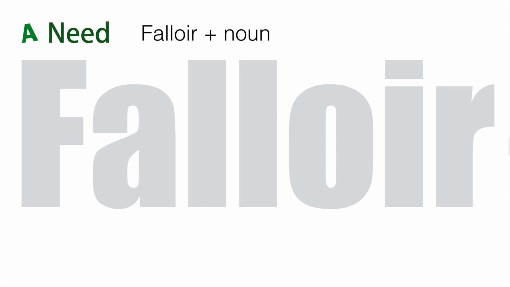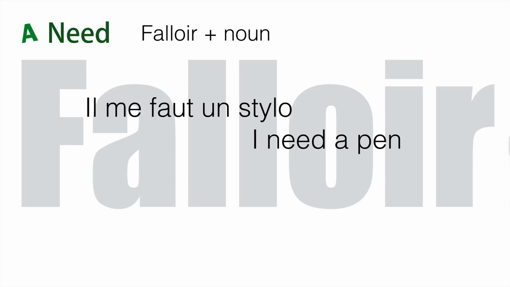So how to use it? The construction is different. Let's see first the first meaning of this verb, related to a need. In this case, falloir is followed by a noun. Il me faut un stylo means I need a pen. Here, because il is neutral, to conjugate this verb we need to add an indirect pronoun, an indirect object. So here it's me. Il me faut un stylo. So a pen is needed to me. The translation will be I need a pen.